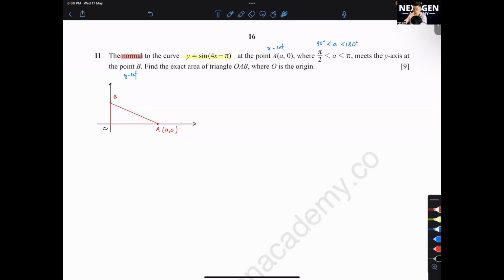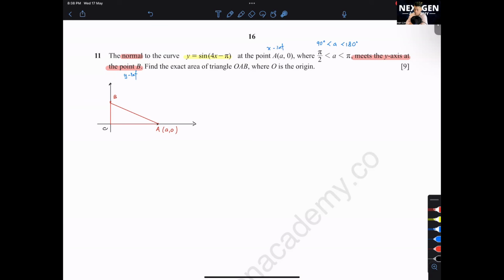Okay, look at the sentence. Just look at the sentence here. You see which sentence it's referring to, the normal to the curve? Honestly, when I read this question, I also got very confused. I'm going to highlight the sentence: the normal to the curve y equals sine 4x minus pi at the point A0 meets the y-axis at the point B. That means the normal to the curve is only referring to this, meets the y-axis at the point B. It has nothing to do with the point A.